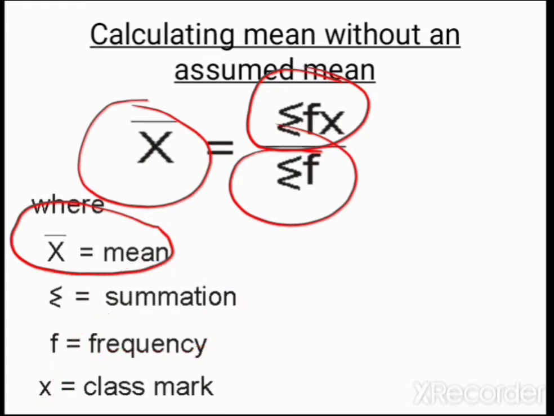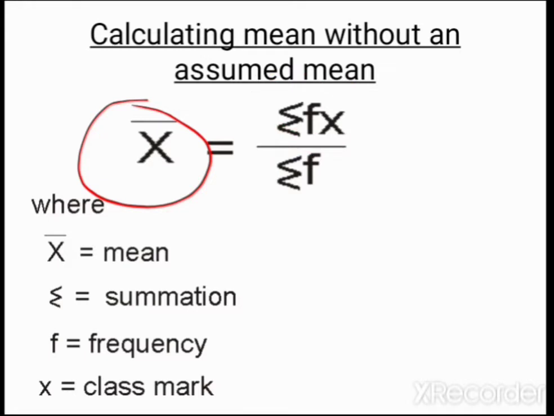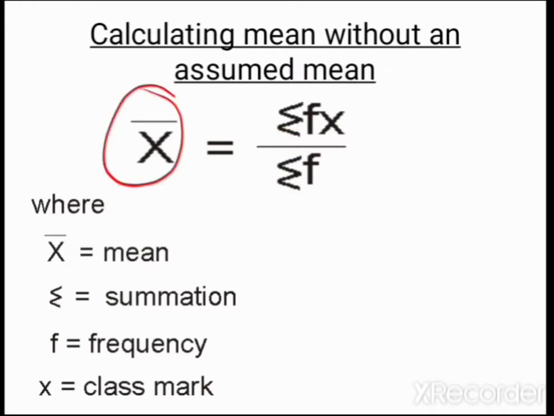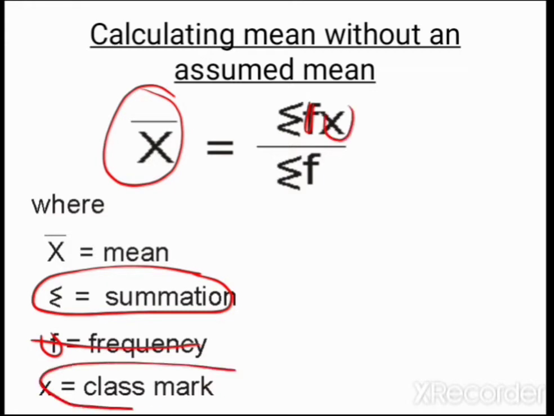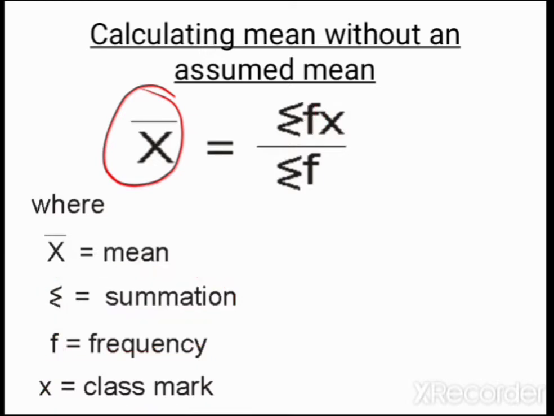So let me wipe my screen so that we see it clearly. So this is the mean, which is x bar. This is summation. f here is our frequency. And x is our class mark. Before now, I have taught you how to obtain your class mark, that the class mark is the arithmetic mean of the upper and the lower class limits.